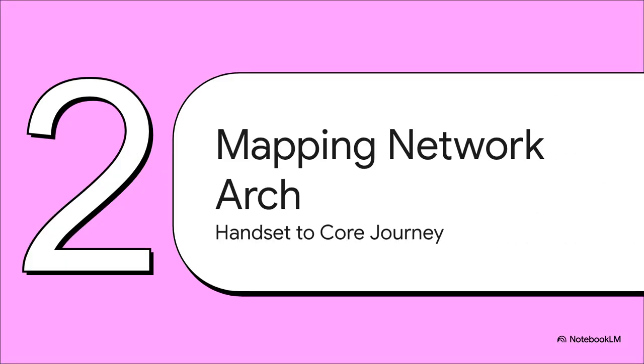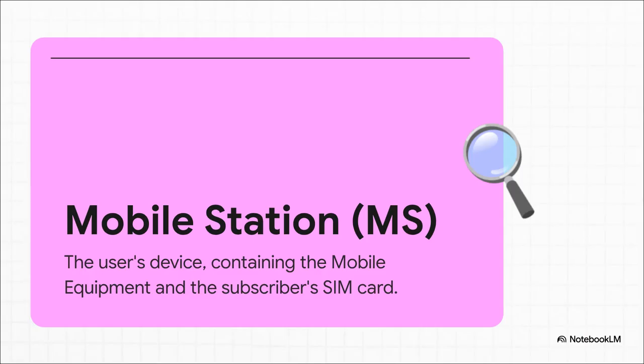Moving right along to Section 2, mapping the network architecture. Let's follow the journey of a call directly from your handset straight to the core. To really grasp how a call gets from point A to point B, we gotta map out the physical terrain. And it all starts, literally, right in the palm of your hand, with the mobile station, or MS.